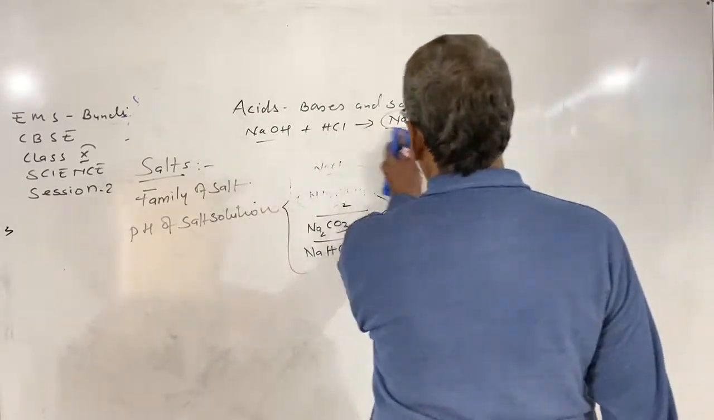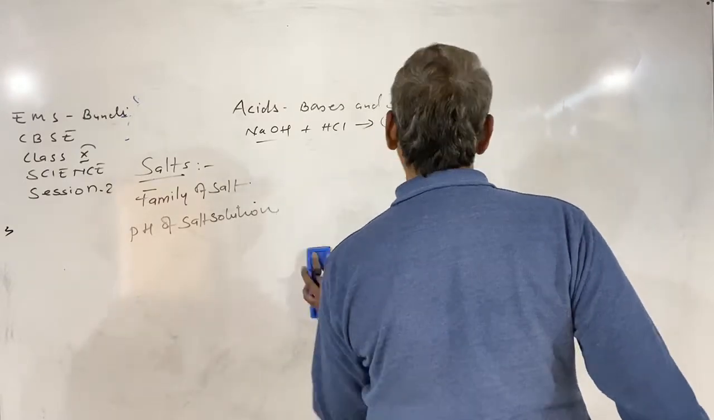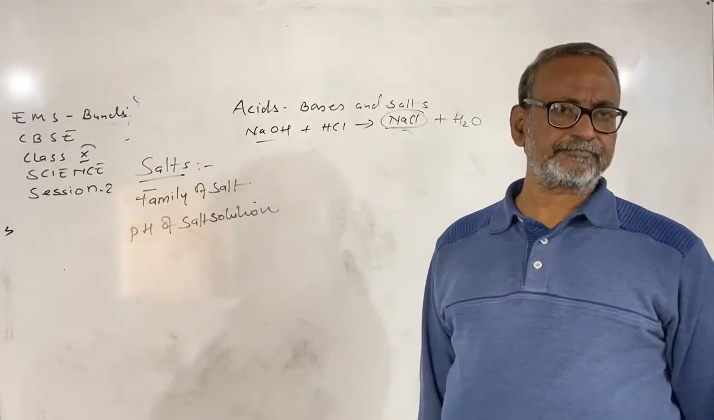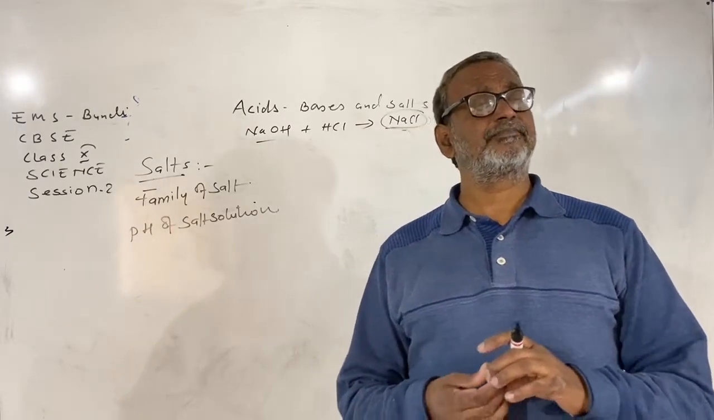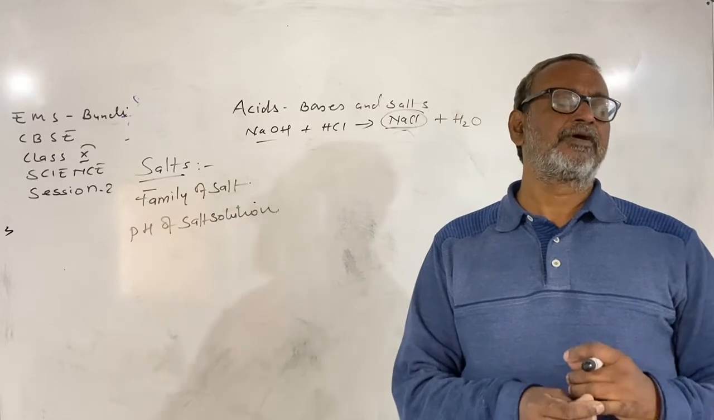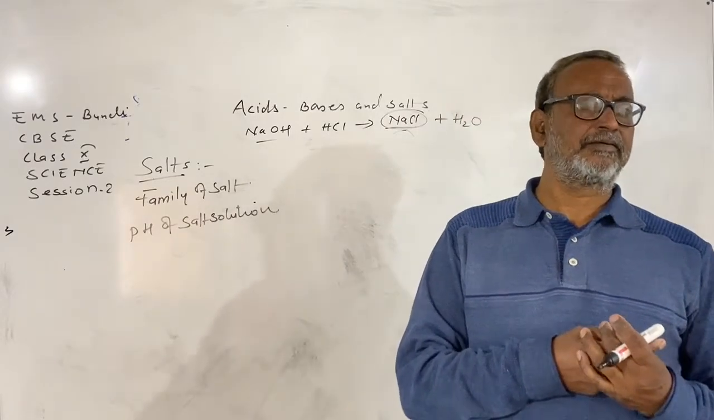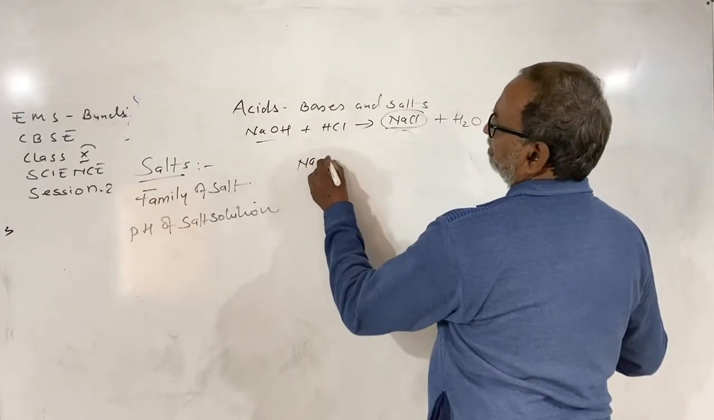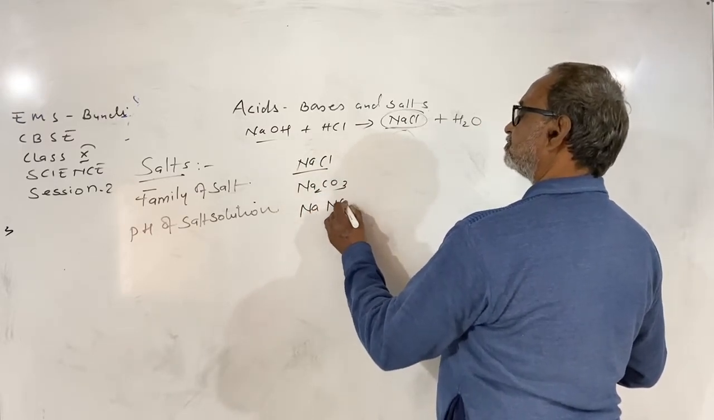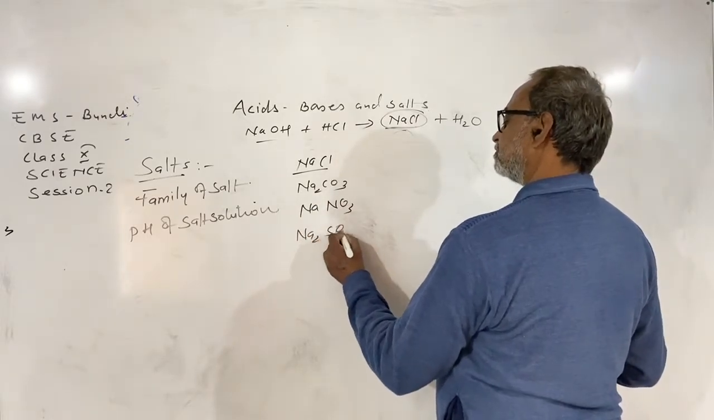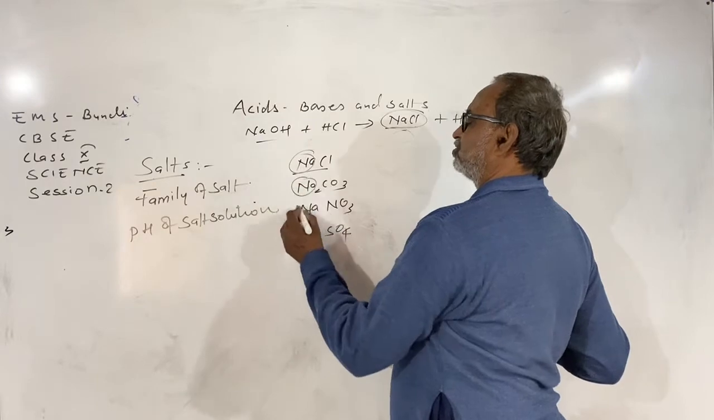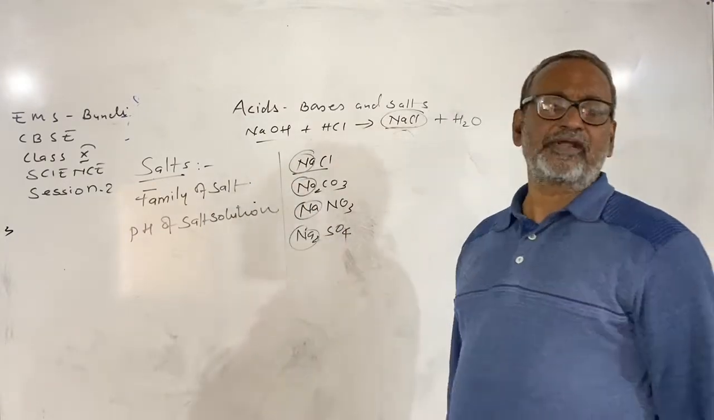We have a number of salts, and these salts are grouped. These groups of salts are called families of salts. A family of salts is a group of salts which contain either the same cation or the same anion. For example, sodium chloride, sodium carbonate, sodium nitrate, sodium sulfate. These are all salts which contain the same cation, that is sodium cation. So they form the family of sodium salts.